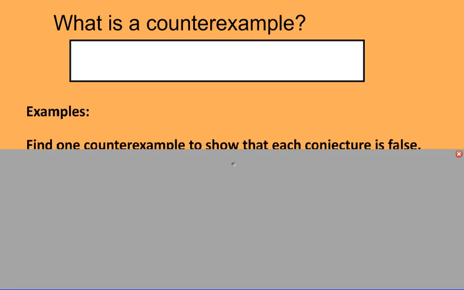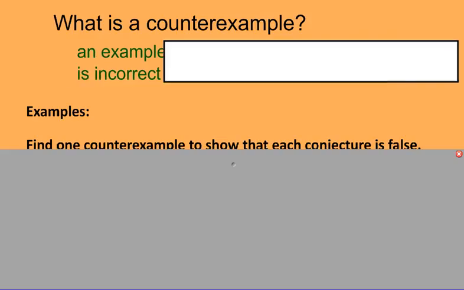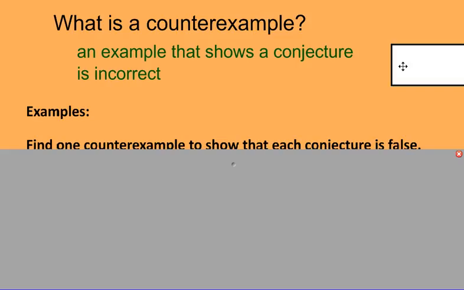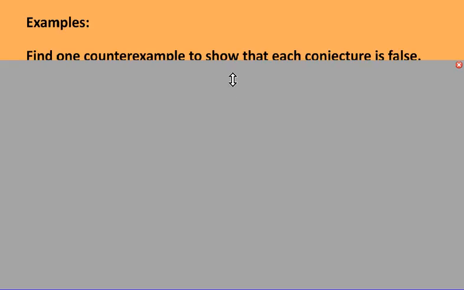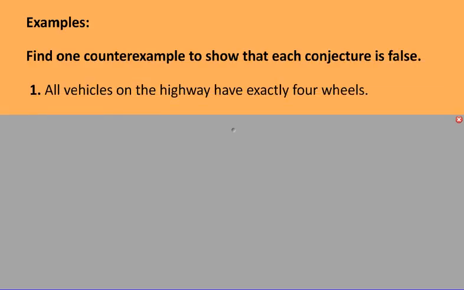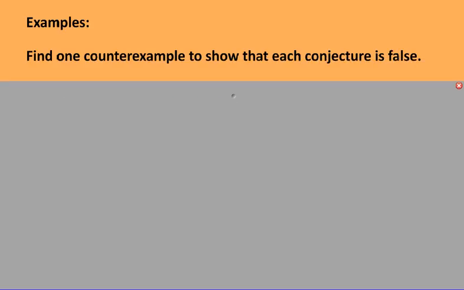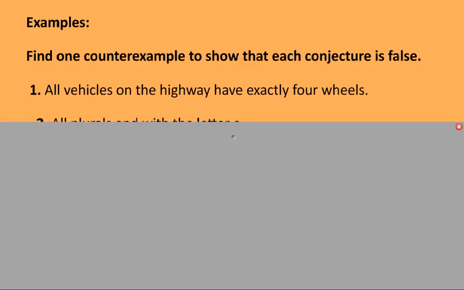All right, second part of this lesson is counterexamples. And we're looking at what a counterexample is. If you remember from the beginning, a counterexample is an example that shows a conjecture is incorrect. So we're going to do stuff with counterexamples. Find one counterexample to show that each conjecture is false. All you need is one counterexample, one example that would cause it to be false.